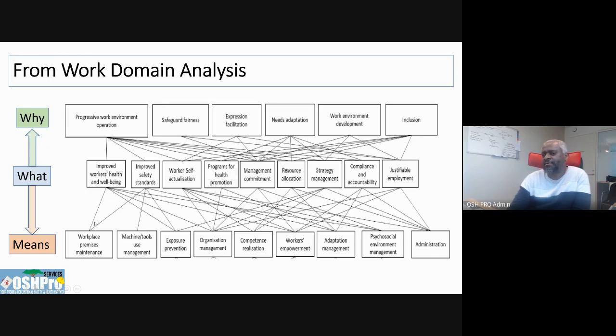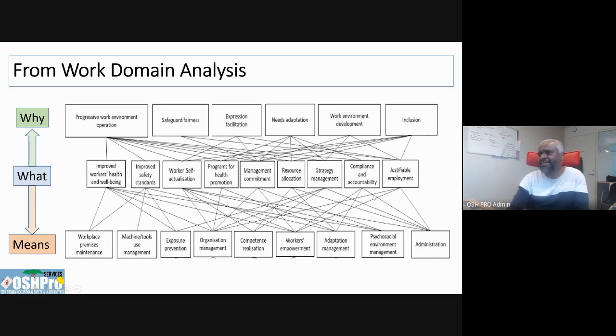So you need to look at the workplace premises. How are they? How safe are they? You have to look at whether there is any exposure to any hazards. You have to look at the organization management. How is the work organized? And so on and so forth. And if you take the second one, improved safety standards, again, the work premises, you have to look at it. You have to look at the machines and tools which are used. Are they serviced? Are they proper tools? You have to look at exposure prevention, and so on and so forth.